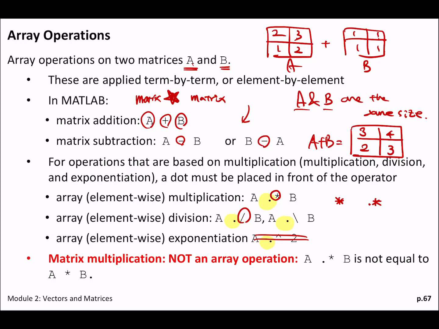When two matrices are involved, plus and minus are different from matrix operators. Similarly, multiplication and dot multiplication are totally different. Dot multiplication is element-wise multiplication. Dot division is element-wise division. So again, matrix multiplication is not an array operation. This one is not equal to this one. We will show the example.